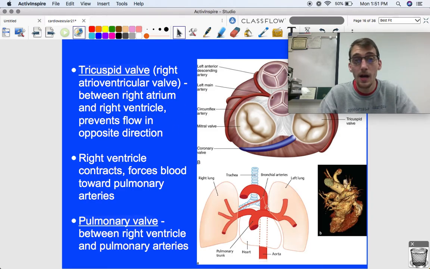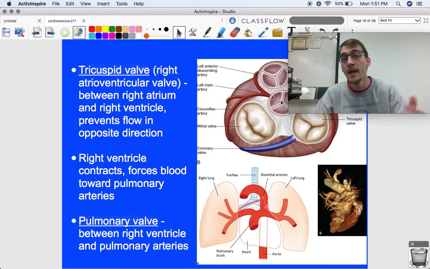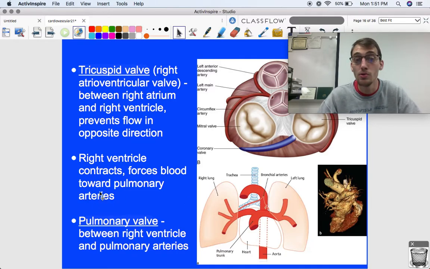So once, like I said before, once we have a bunch of blood in the right atrium, the tricuspid valve opens up, allows it to pass into the right ventricle, and then it closes, and then the right ventricle contracts and forces blood towards the pulmonary arteries, the arteries that are carrying blood to the lungs to pick up that oxygen. Okay, but before it gets to the pulmonary arteries, it has to pass through the pulmonary valve, and that's between the right ventricle and the pulmonary arteries, once again, preventing backflow.